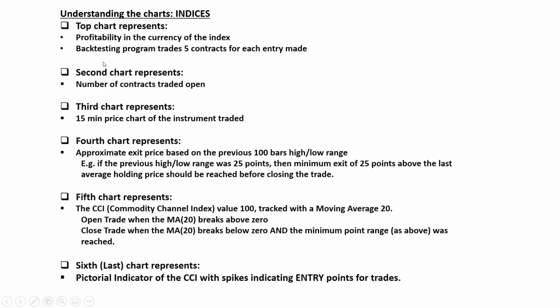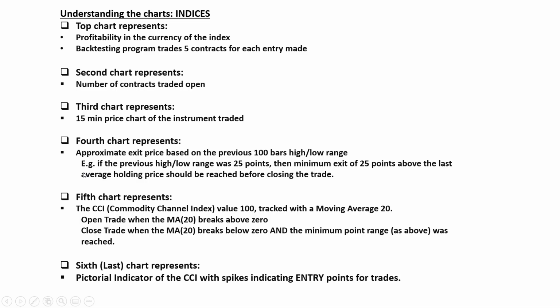So the top chart is basically our profitability in the currency of the index. So it could be US dollars, Australian dollars, or in euro, for example. The second chart represents the number of contracts that have been opened. The third chart represents the price chart in 15-minute time frame.